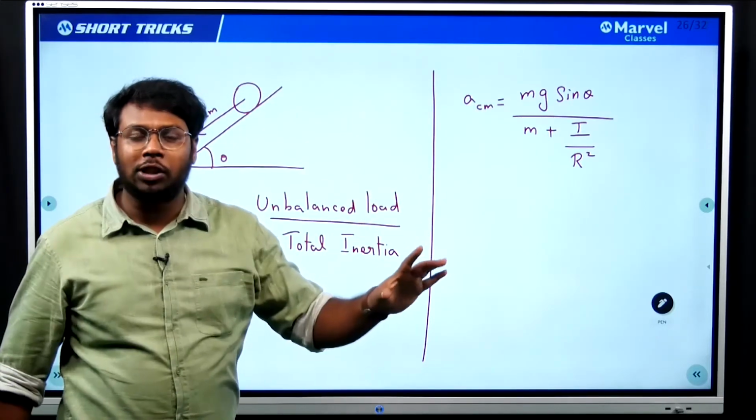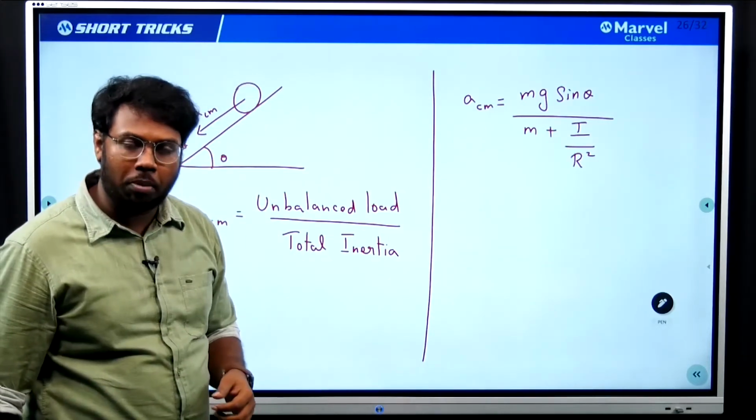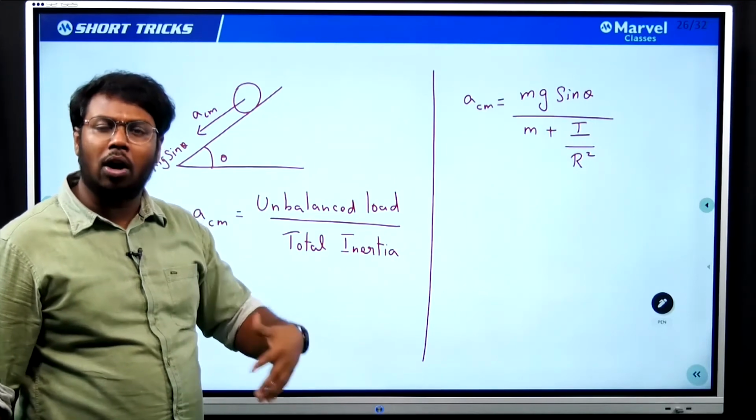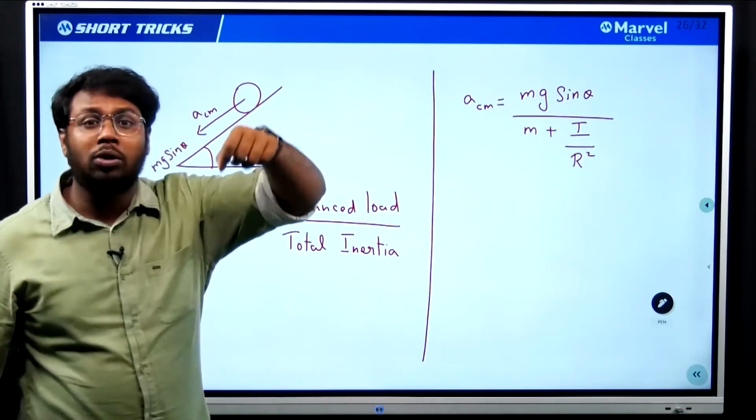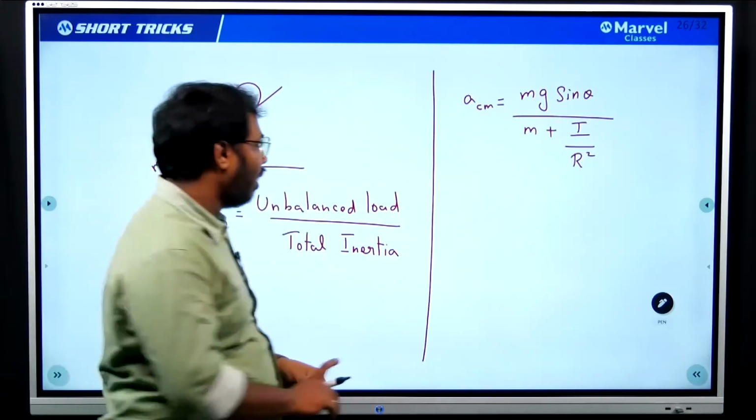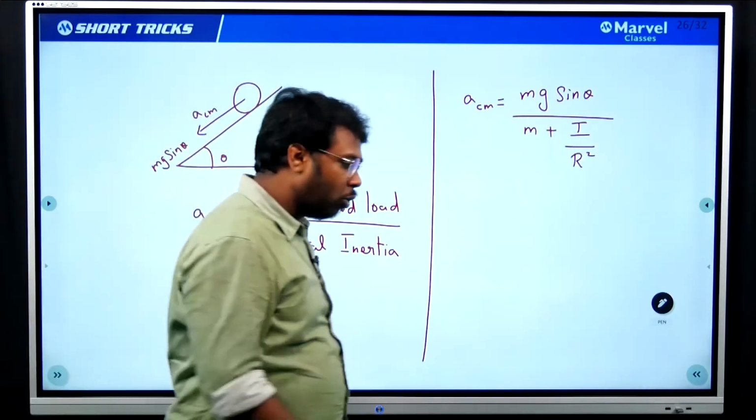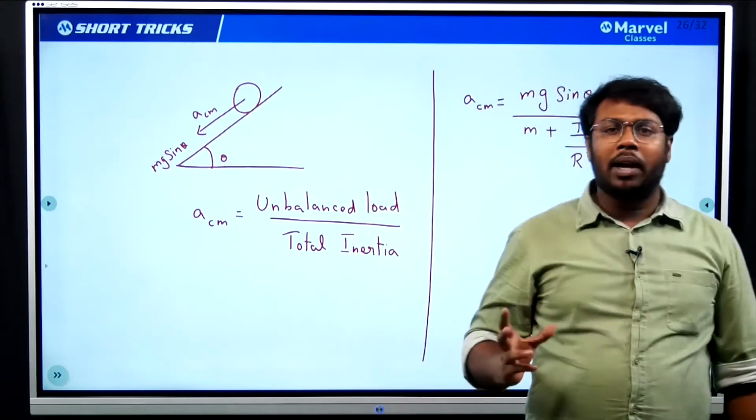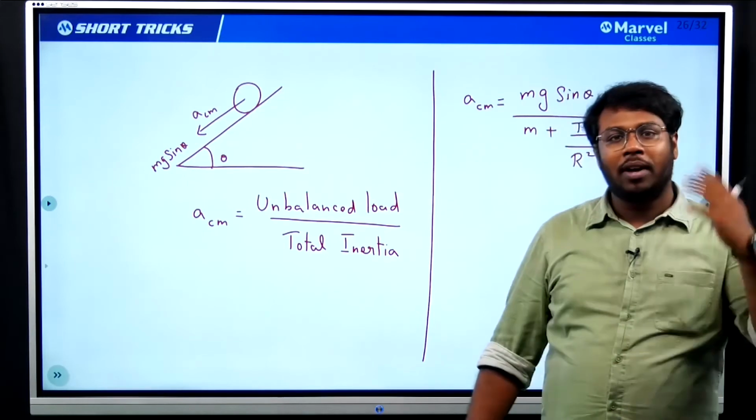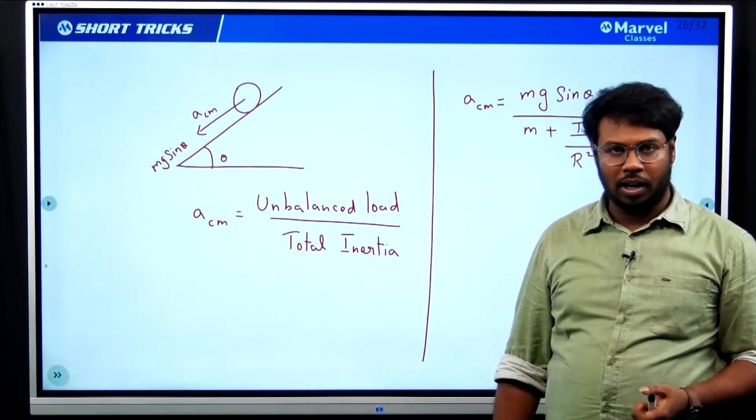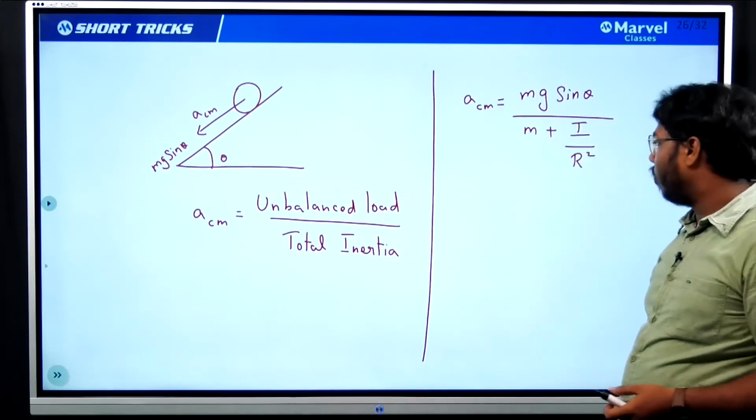Now all you have to do is take the inertia of the body which is rolling down the inclined plane. Let it be a sphere, a disc, or a ring, whatever it is. Just take the inertia of that body about its center of gravity and write it over here, and you are done. You don't have to do any complicated calculations. If you just do it, you will get the answer straight away.